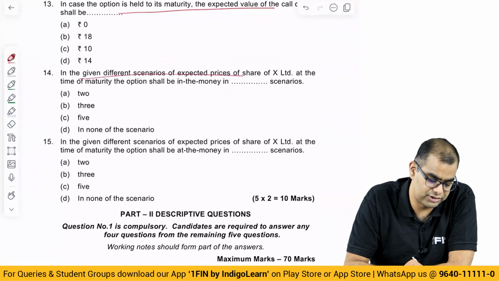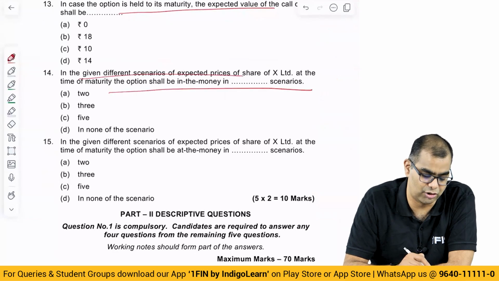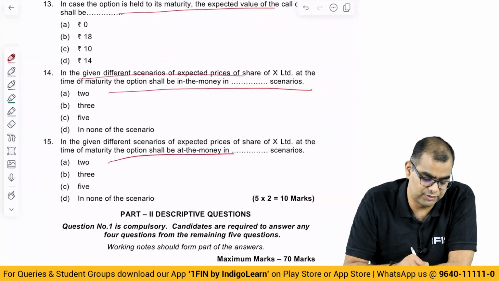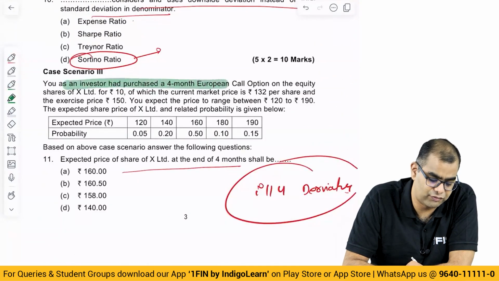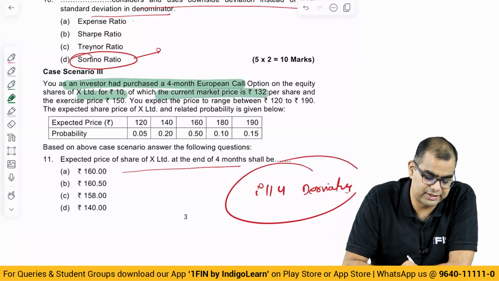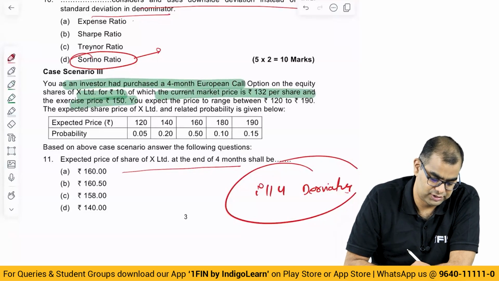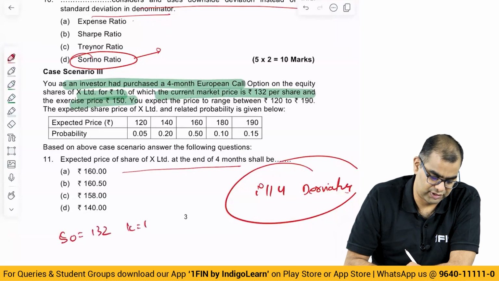In given scenario, different scenarios of expected price of shares at the time of maturity, options will be in the money in how many scenarios? Should be out of the money, at the money at how many scenarios? So we have to go through the case. The investor purchased 4-month European call on equity shares of X for 10, on which current market price is 132 per share and exercise price is 150. So spot is 132, K is 150.